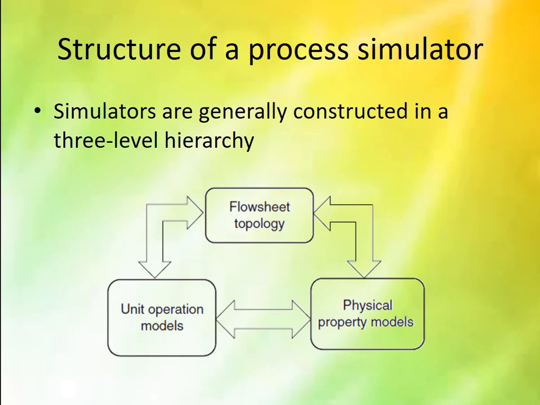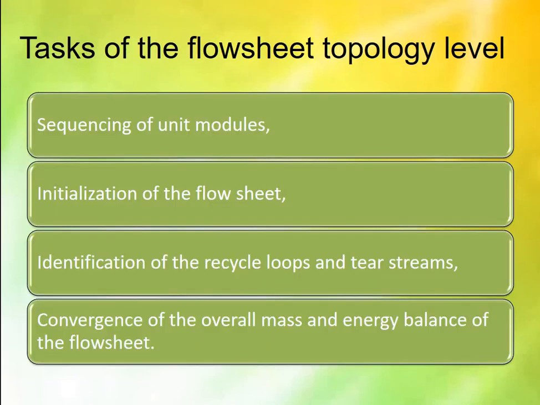Now we'll tell you about the structure of process simulators. Any process simulators like Aspen, Pro2 are generally constructed in a 3-level hierarchy. So at the top is flowsheet topology. It is both way connected with the physical properties model, and the physical properties model is connected with the unit operation model, and then the unit operation model is again connected with flowsheet topology. So these three structures interact with each other to find the simulation solutions.